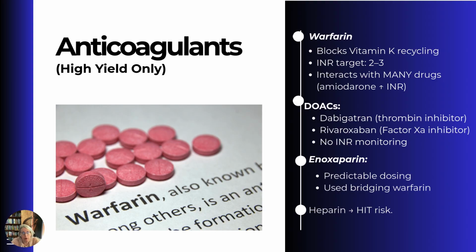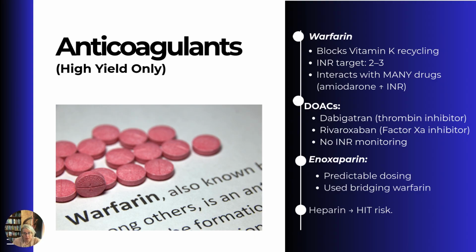So these DOACs, direct oral anticoagulants, are modern blood thinning pills. Eliquis is apixaban, Xarelto is rivaroxaban, and Pradaxa is dabigatran, used to prevent clots in conditions like AFib or deep vein thrombosis. So these DOACs are here.